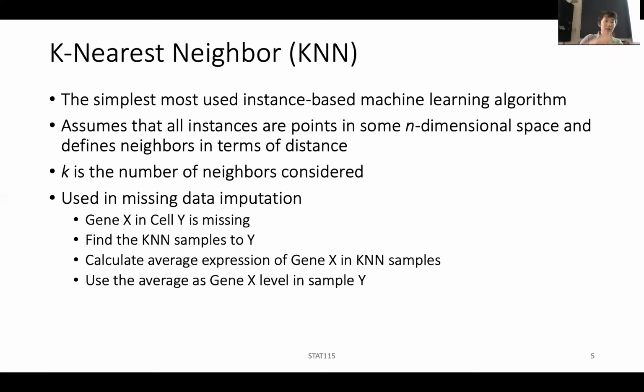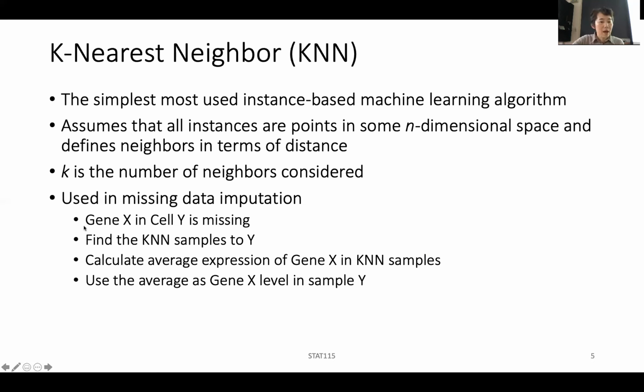At the end, when you get the expression matrix of all the genes and all the samples, you might see some genes missing. The missing data is not an overall missing. It's just that occasionally you might miss a cell in this whole big matrix. And so KNN was used quite frequently by scientists to impute the missing value.